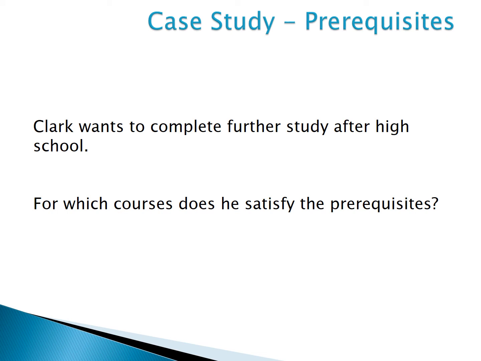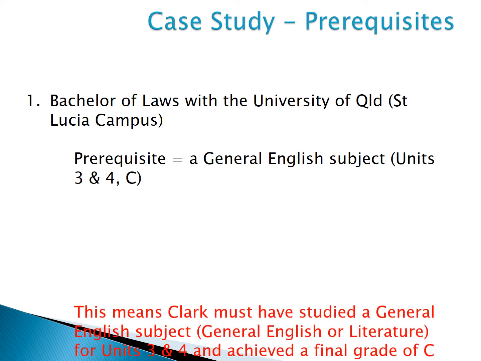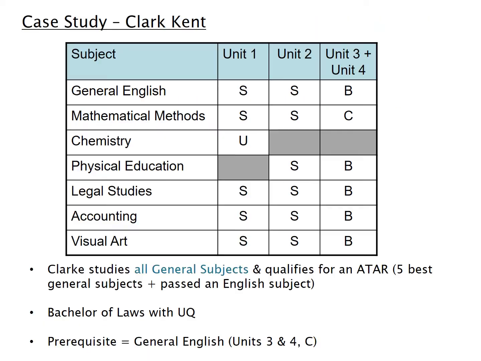For which courses does he satisfy prerequisites? All right, so Clark is thinking that he might like to do a Bachelor of Laws with the University of Queensland. So their prerequisite is listed as a general English subject, and he's exited at least on a C. This means Clark must have studied general English. So Wellington Point, we only have general English, we don't have literature. He must have studied that in grade 12 for units 3 and 4, and he must have achieved a final grade of C or better.